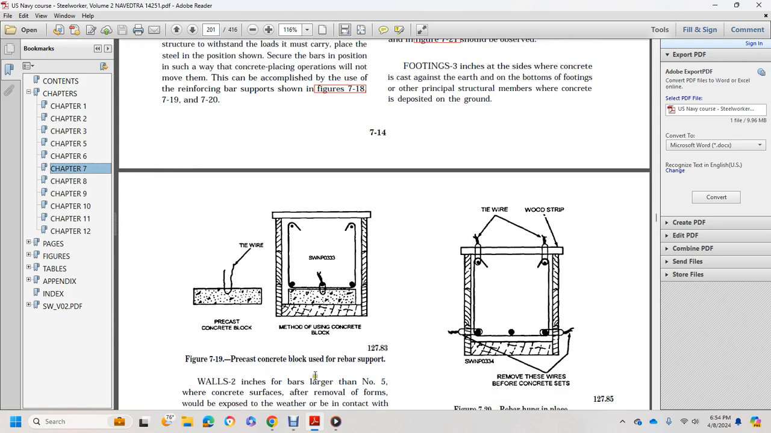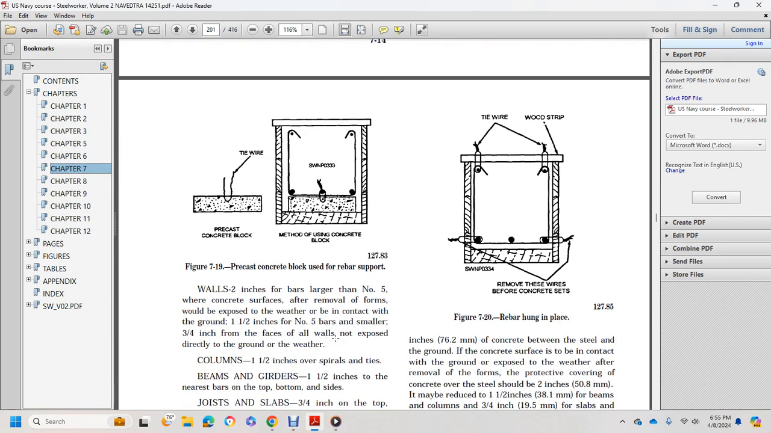Figure 7.19 shows precast concrete used in the rebar support. You have a tie wire and precast concrete, a method of using concrete blocking. Walls: 2 inches for bars larger than number 5, where the concrete surface after removal of the forms would be exposed to the weather or in contact with the ground. 1.5 inches for number 5 bars and smaller. 3/4 inch for the face of all walls not exposed directly to the ground or weather.